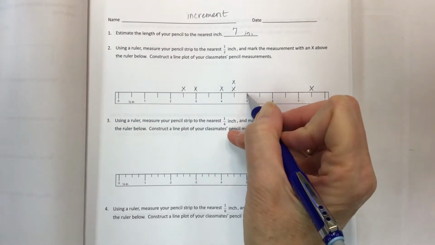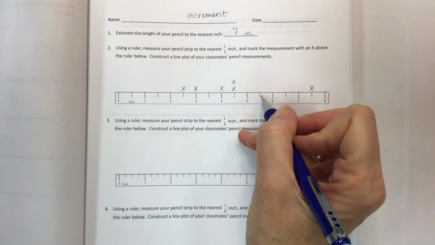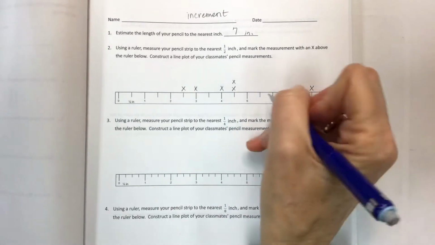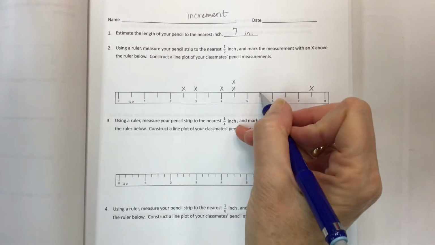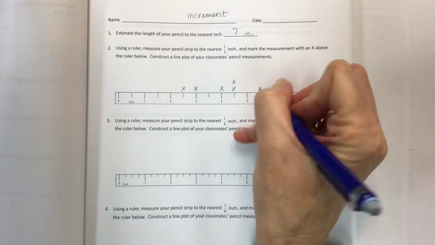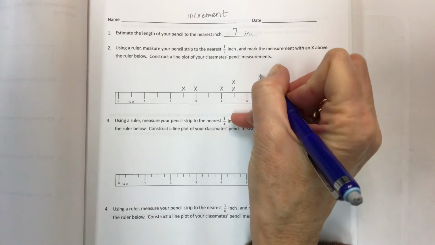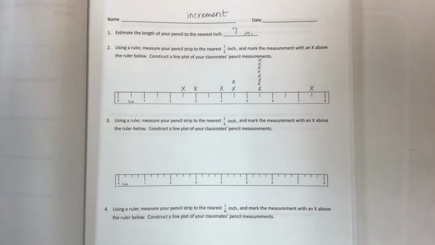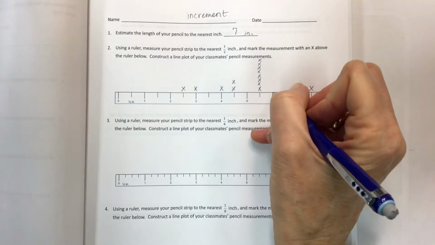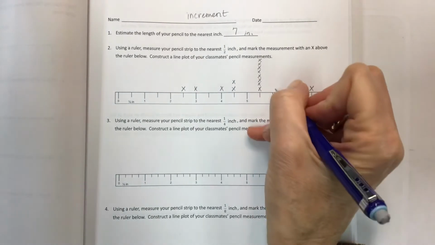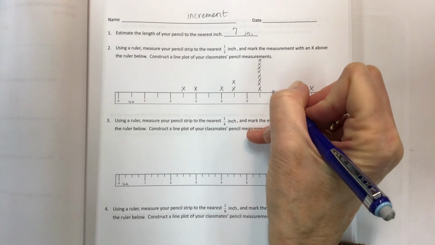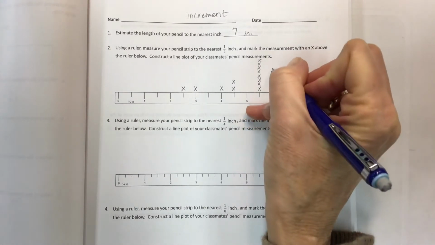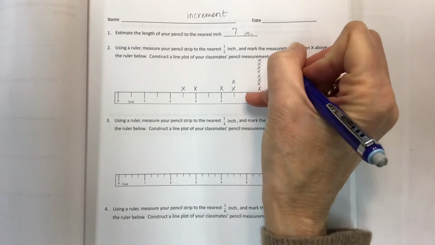No one had a 5-inch pencil. But all of a sudden, we had a lot of pencils that had been ground down a little bit at 5.5. So above 5.5, I want you to put 8 X's. 1, 2, 3, 4, 5, 6, 7, 8. Squeeze them in. And above 6, we had 9 students who had 6-inch, roughly, pencils. 1, 2, 3, 4, 5, 6, 7, 8, 9.